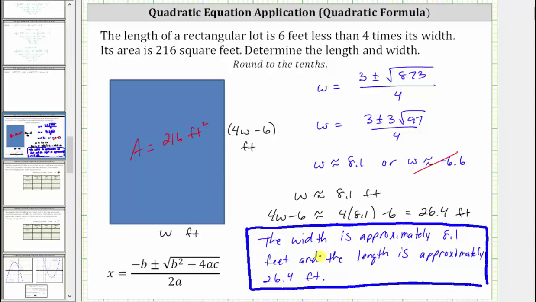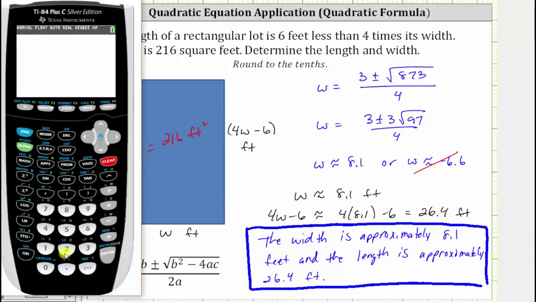Before we go, let's verify a rectangle with these dimensions would have an area of approximately 216 square feet. Remember, area is equal to length times width, and therefore the area is going to be 26.4 times 8.1, which we can see is approximately 216 square feet. Just remember, we did round these values to the nearest tenth, which is the reason why we do have an error when determining the area using these dimensions.